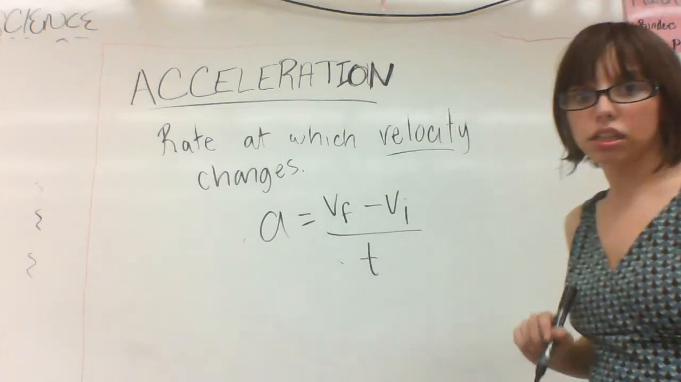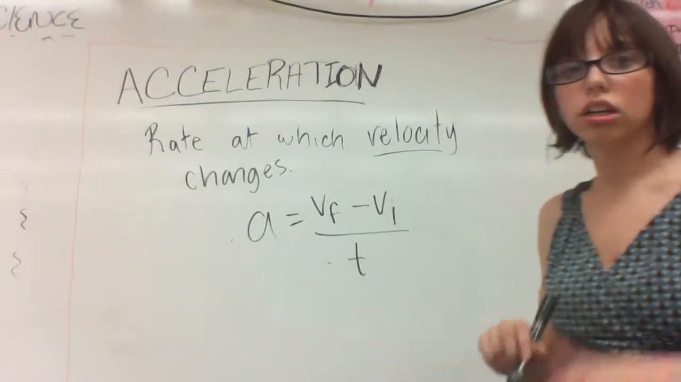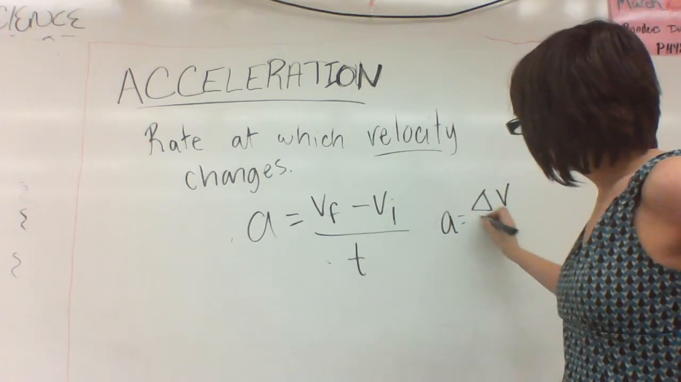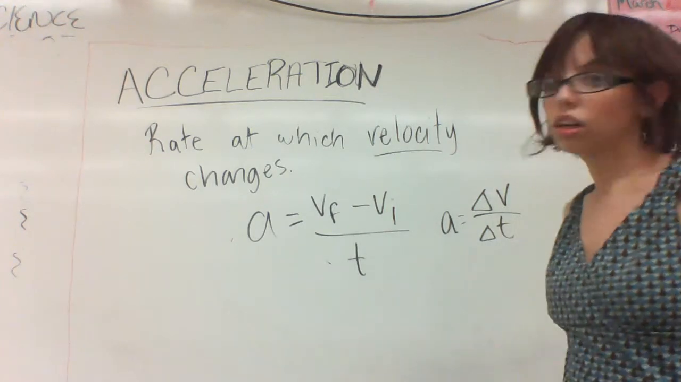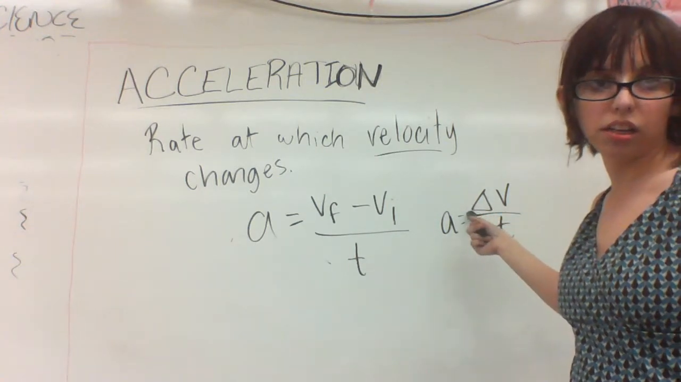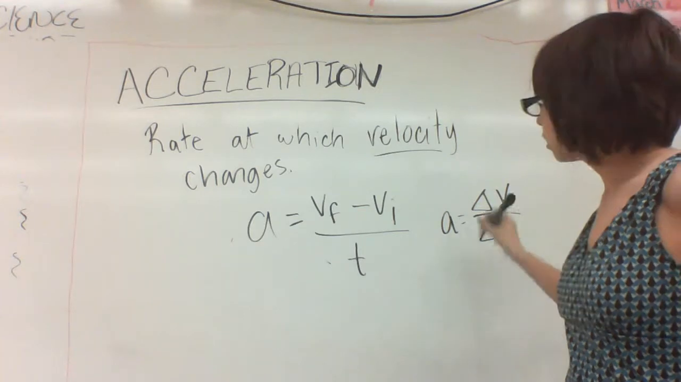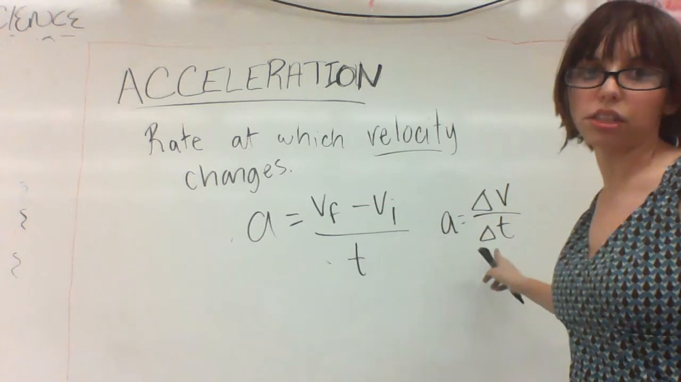Some of you may see it written in your classes or in other textbooks where a is delta V over delta T. Delta just means change in, so the difference in your velocities over your difference in time. It's the same thing. So if you see that, please don't be intimidated by it.